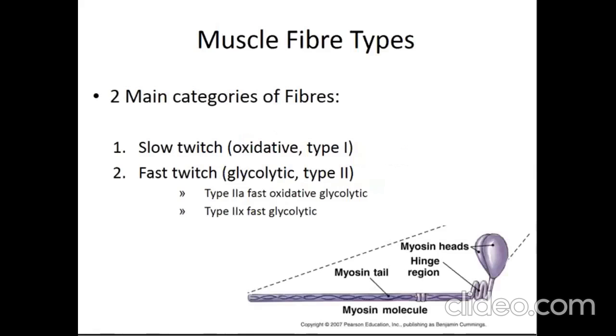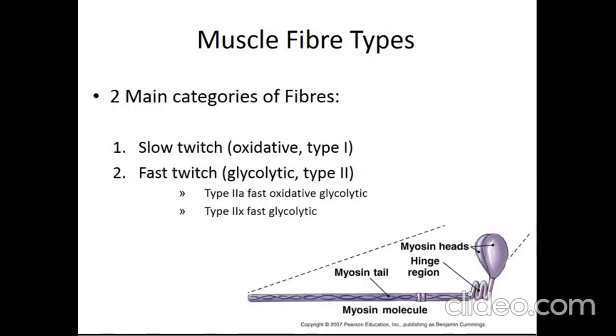So talking specifically about skeletal muscle fibers, we can divide the muscle fibers into two main categories, differentiated based on the type of myosin head that they express. So these two categories lead to different properties in terms of what they look like, how much force they generate, and how fatigable they are.